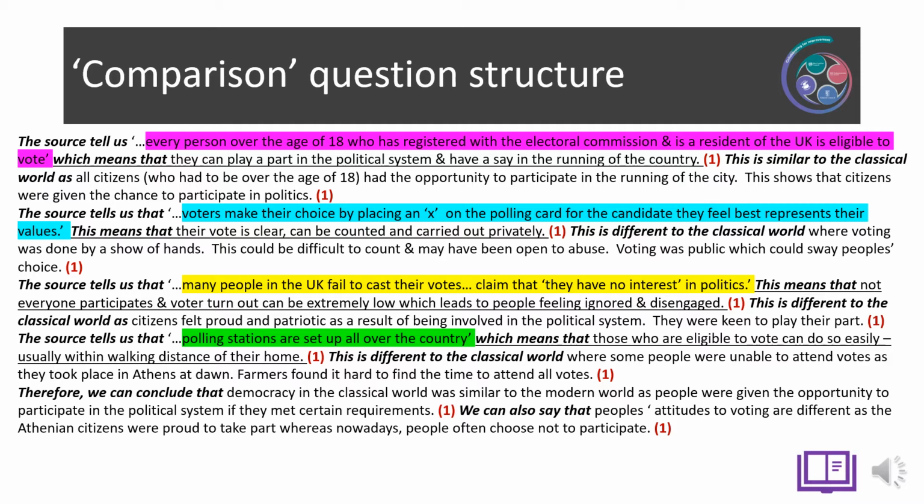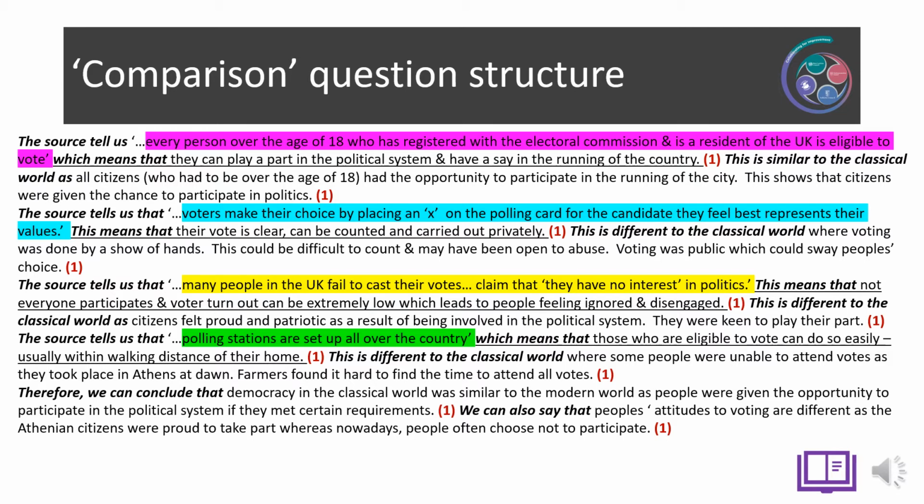This is similar to the classical world, as all citizens who had to be over the age of 18 had the opportunity to participate in the running of the city. This shows that citizens were given the chance to participate in politics. This would gain you a 2nd mark.